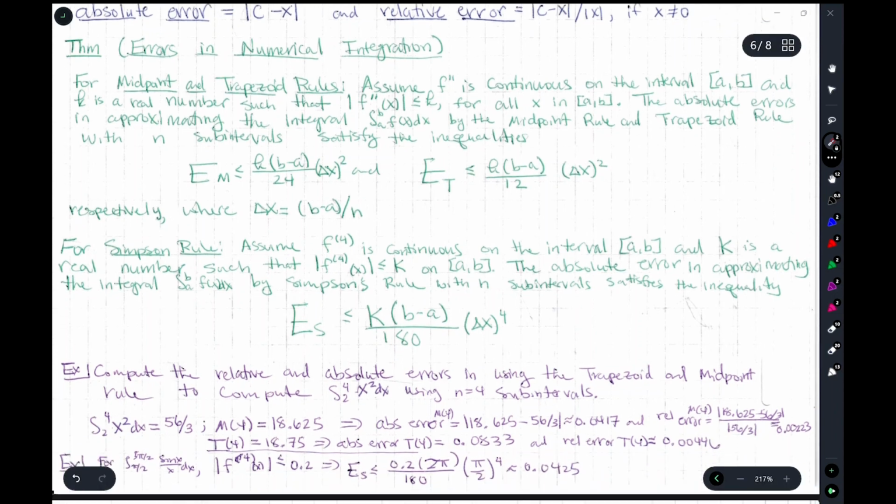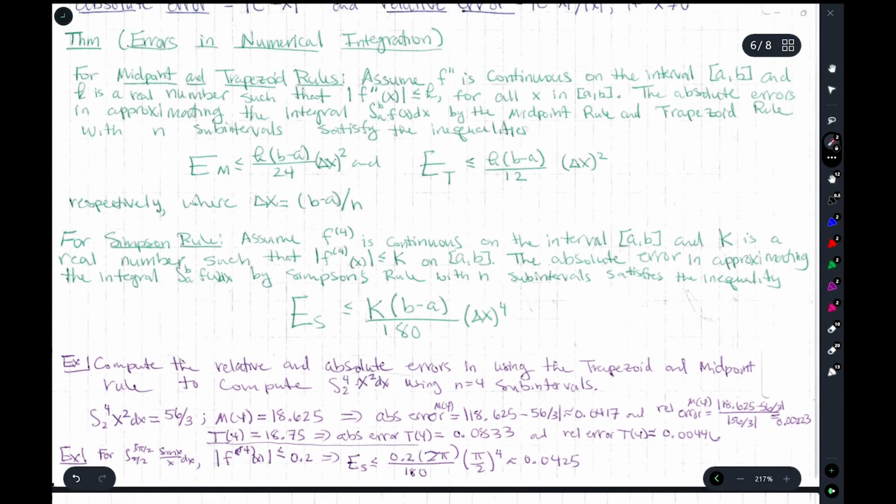And so if we were to compute the relative and absolute errors using the trapezoid and midpoint rule for x squared, well, the exact value is 56 over 3. That's just by taking the indefinite integral and evaluating it from 2 to 4 using the fundamental theorem of calculus. You get 56 over 3.